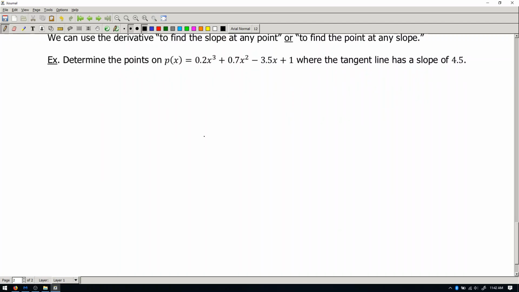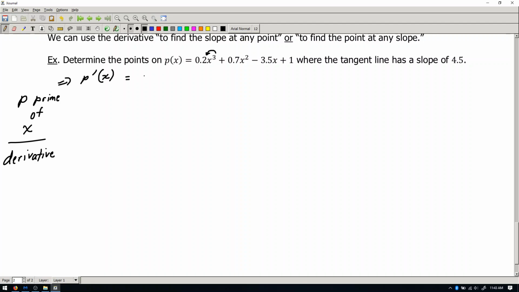So let's try evaluating the derivative of p of x. Now p of x, its derivative will just be p prime of x. So this just means p prime of x. Okay, that's just the derivative. It's the same thing as dy dx. So here we go. P prime of x.